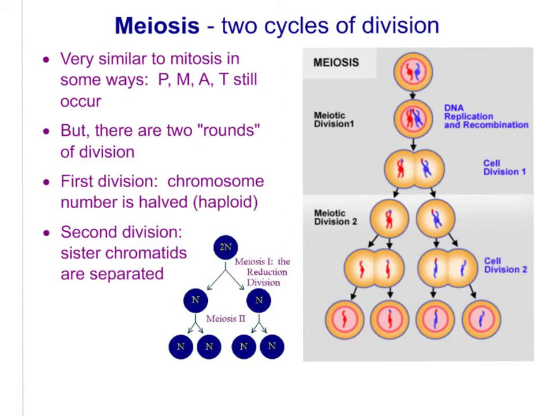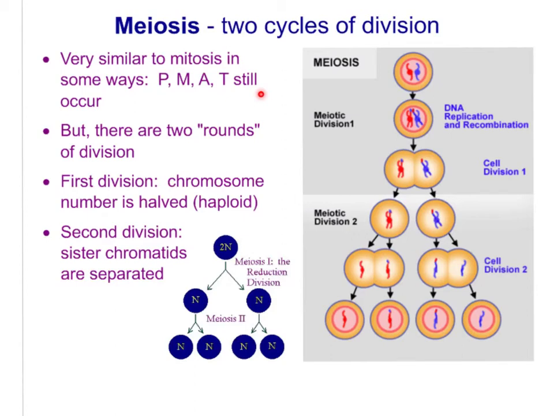So let's look at how this occurs. How does meiosis accomplish this tremendous feat of halving the number of chromosomes so that we can have fertilization and maintain a consistent number of chromosomes in the organism's body? Here's how we do it. It's very similar to mitosis in some ways. We still have PMAT. PMAT is still in effect.